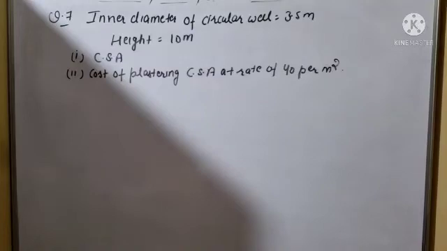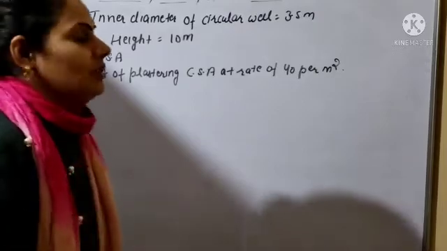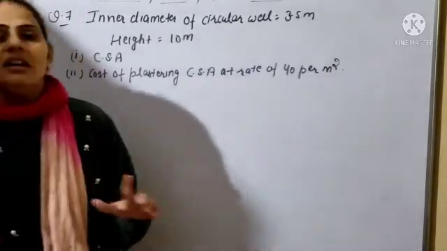Now we will start our next question, question number 7. What is given in question number 7? The inner diameter of a circular well is 3.5 meter and height is 10 meter. So find the inner curved surface area and find the cost of plastering the curved surface area at the rate of 40 rupees per meter square. Okay, what is given? The inner diameter of the well is given, and well means kuwa. And it will be like a cylinder.